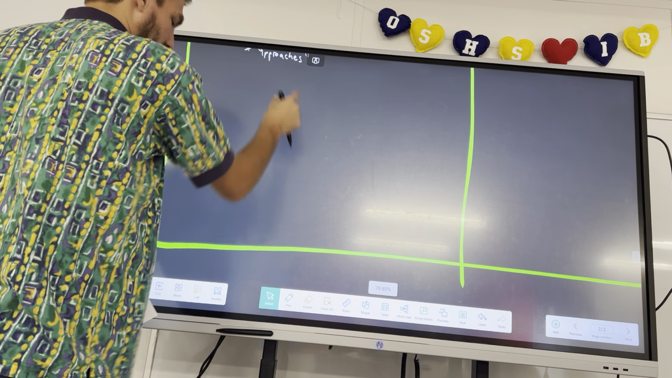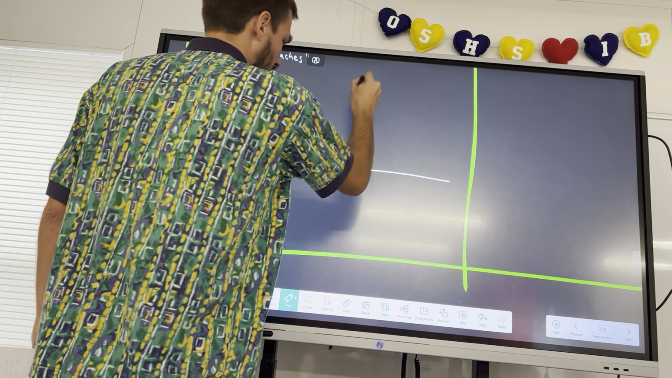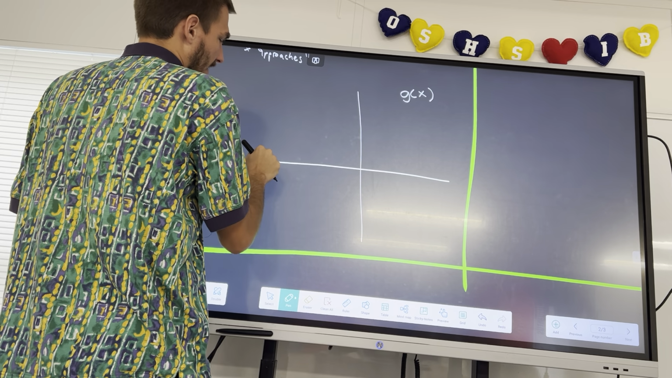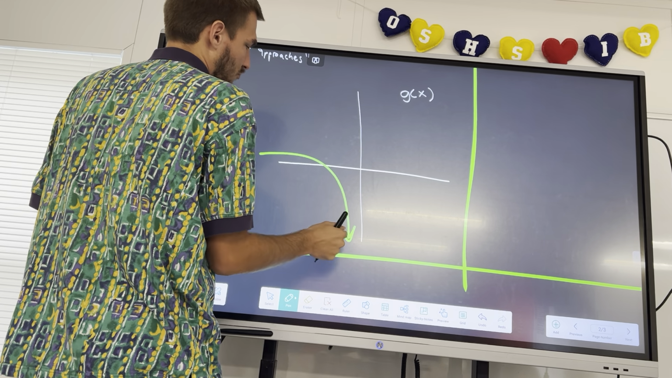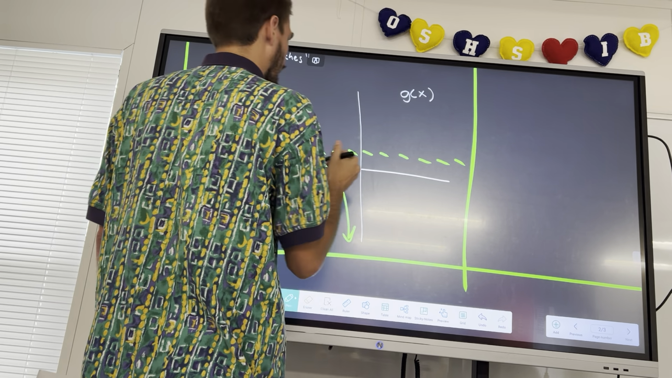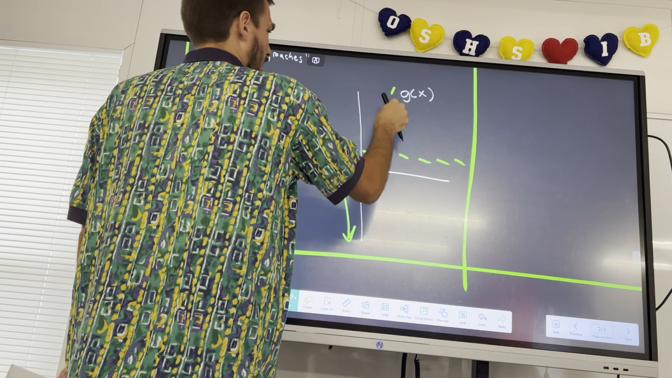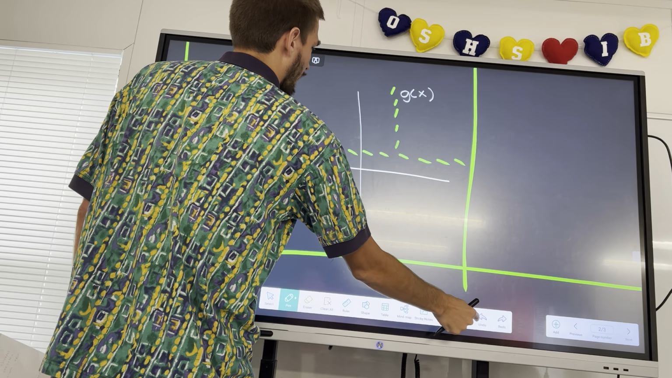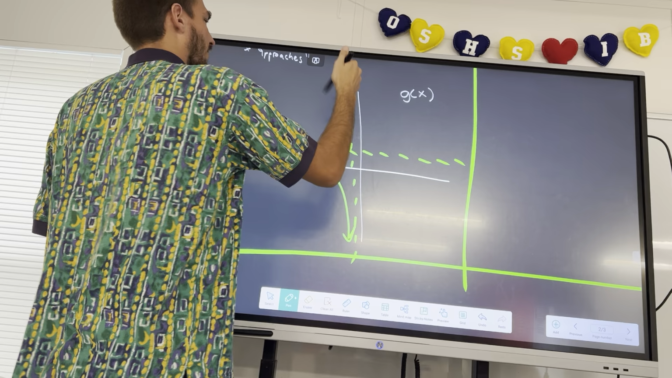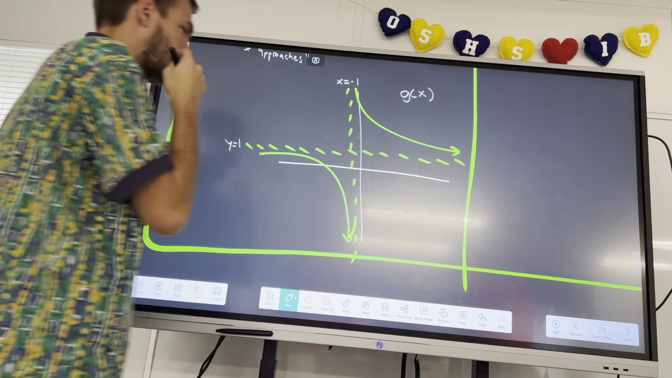So let's look at a question here. Let me give you a graph. Let's call this one g of x. And let's give it a nice horizontal asymptote. How about y equals 1? Let's go for a nice, oh, it can't be all the way over there. Let's put it over here. A nice vertical asymptote, x equals negative 1. Let's see, our graph looks like this.